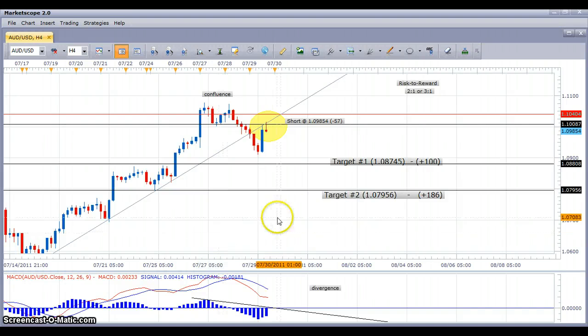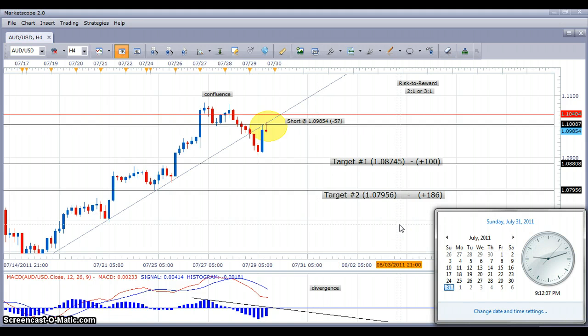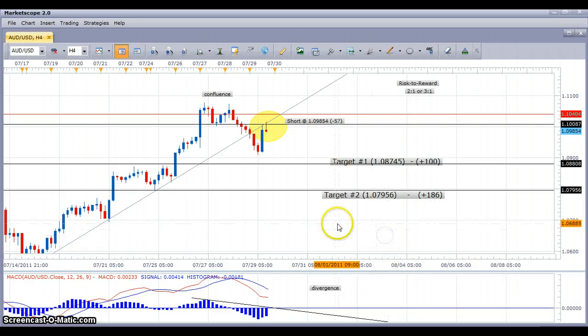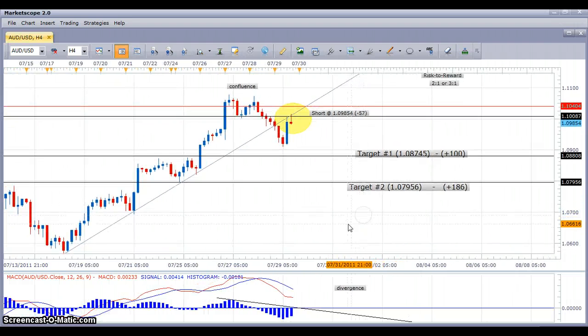DailyFX BYOA contest for week 19. This is the trading week of July 31st to August 5th, 2011. The trade I'm looking at this week is the Australian dollar versus the US dollar.